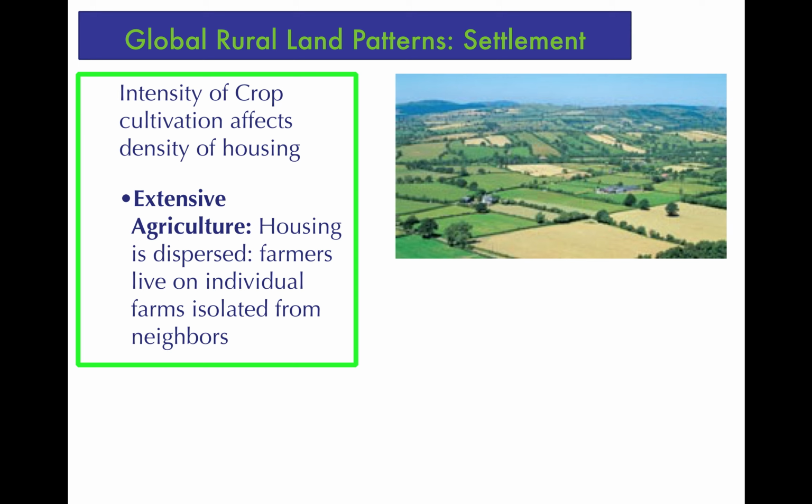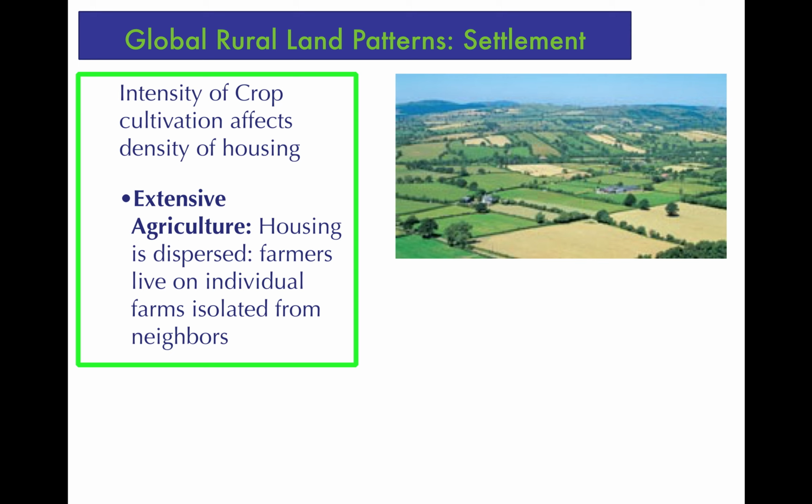To understand what I just said, you got to review those definitions of intensive and extensive agriculture. I'm going to say that again now, keeping in mind those definitions. The intensity of crop cultivation, so how intense the agriculture is, affects the density of housing and where it is that people actually live. In extensive agriculture, we're using a large area of land with low labor inputs over that large area. I don't mean to imply that extensive agriculture doesn't require a lot of work. Rather, the work is spread out over a large area of land with less agricultural output in each area of land.